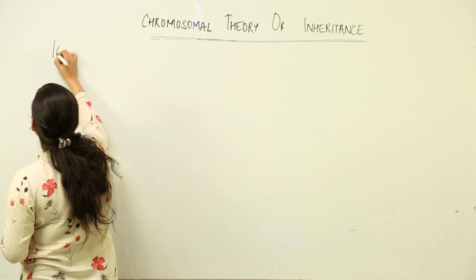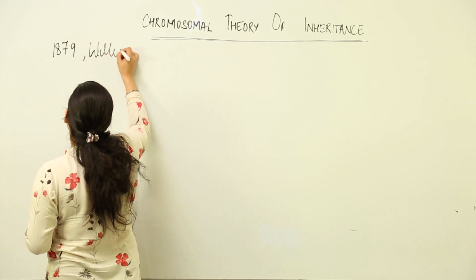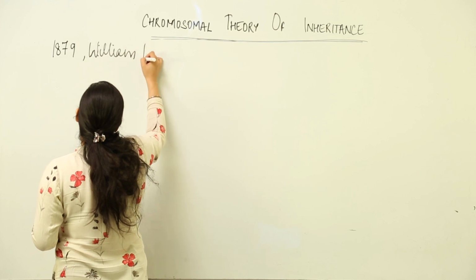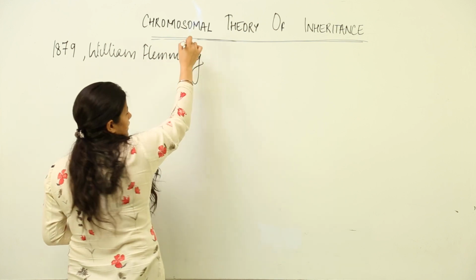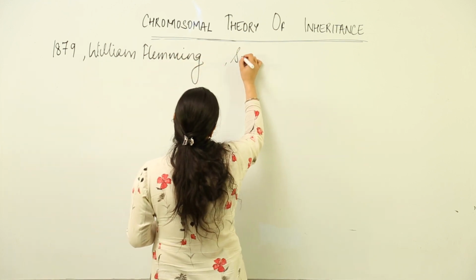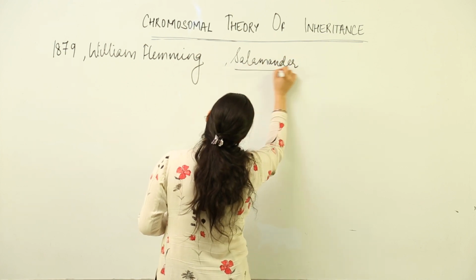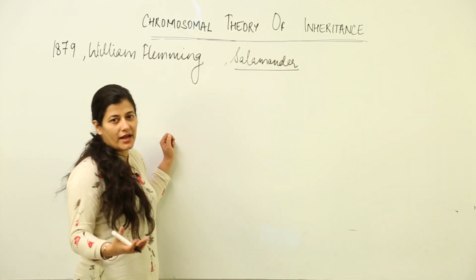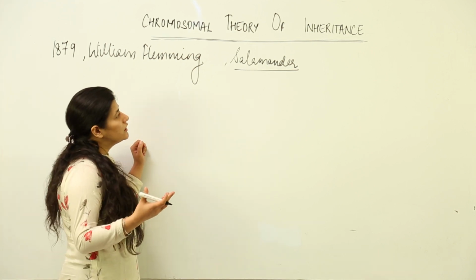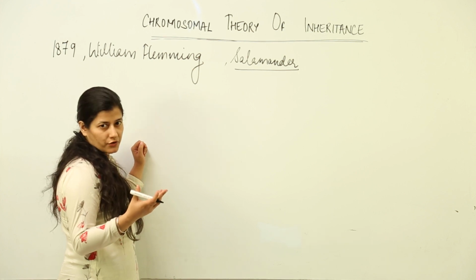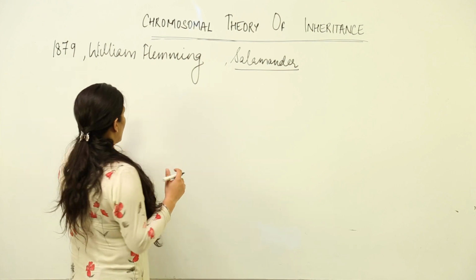In 1879, William Fleming was the first person who saw the chromosomes in salamander cells. What is salamander? Salamander is an amphibian. So, he saw the chromosomes over there. The previous lesson that we had discussed about what a chromosome is. Even in the cell division chapter of your studies in the previous class, we had discussed what chromosome is all about.